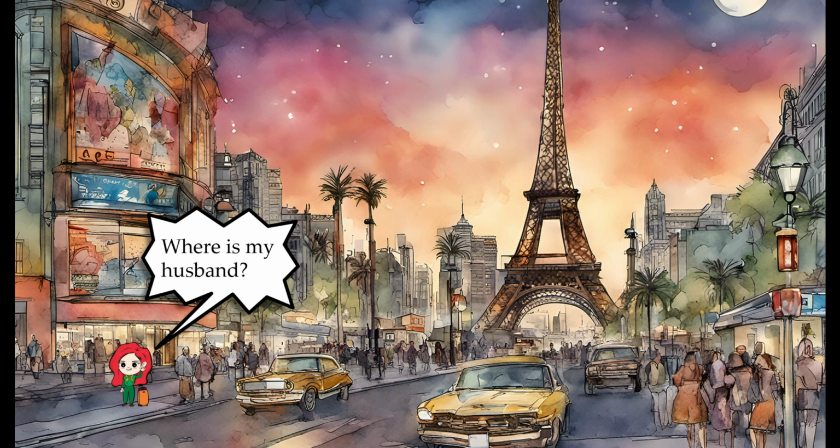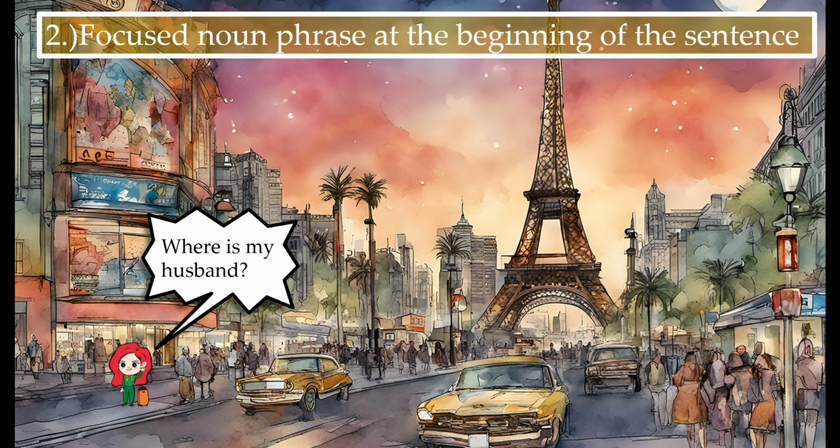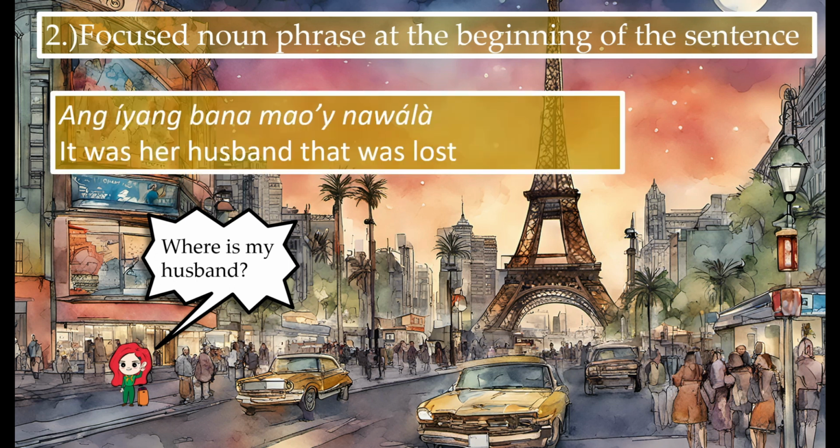Now, what if Maria lost her husband? How would we say it, right? So in this case, the focus noun at the beginning of the sentence is usually marked with ang or si. So you look at something like this. Ang yang bana maoy nawala. Which means her husband, it was her husband. Her husband was the one who was lost.